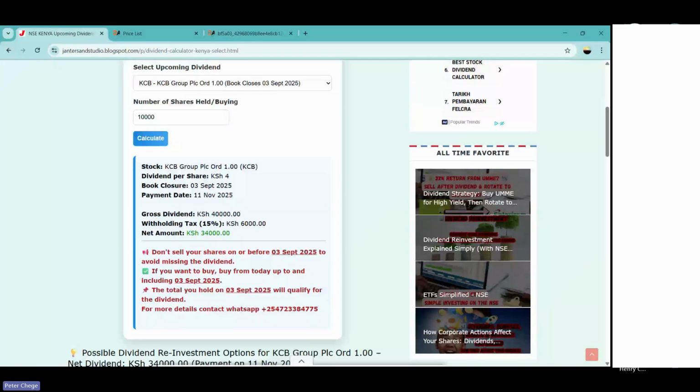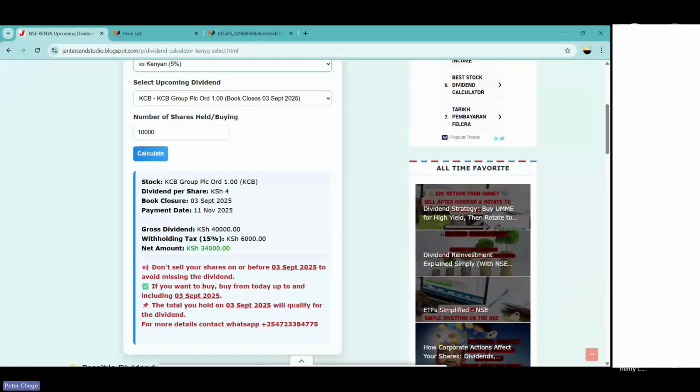So that's a simple dividend calculator, and you can do it for any other share. Like let's say Stanchart, I think they announced today. I've not added it. Let's say it is Stanbic again, the same figure it calculates for you.